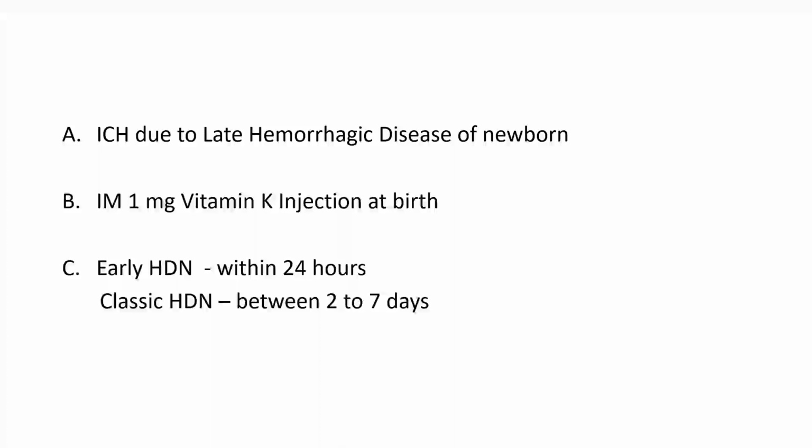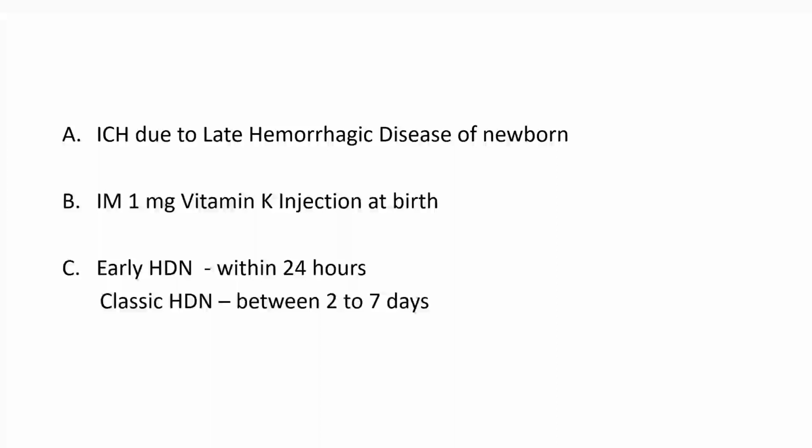The other ways of presentation of this condition: when this presents early, within the first 24 hours, this is known as early hemorrhagic disease of the newborn. In the majority of cases, the early form presents with an intramuscular hematoma at the site of injection. Classical HDN usually presents between 2 to 7 days, usually with GI bleeding, either hematemesis or bleeding per rectum, or blood from the umbilical stump.